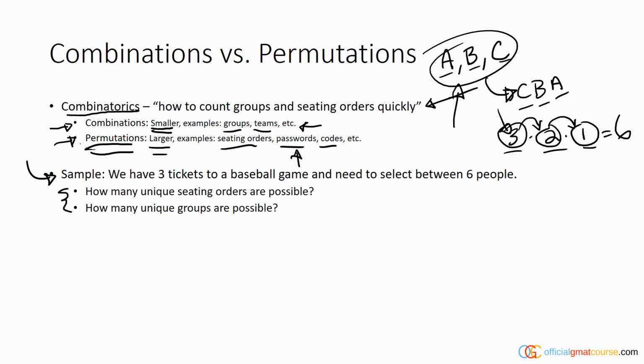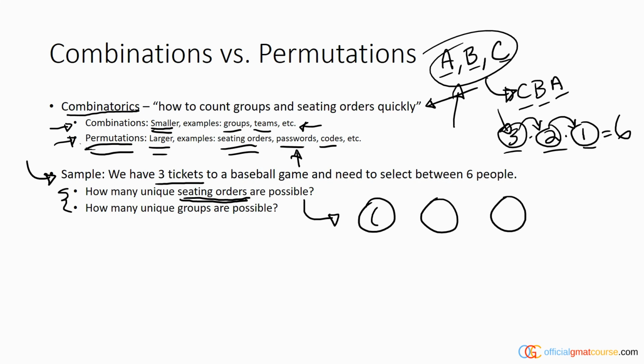So looking at our example here, we have 3 tickets to a baseball game and need to select between 6 people. How many unique seating orders are possible? Well, that would be a permutation. So we're asking how many permutations are possible. We're going to use this same strategy for combinations. So this is basically kind of like a walkthrough of both. Now we have 3 tickets, so that's how many spots we have. And we're saying how many different seating orders, so there's 3 seats, 3 tickets, 3 spots, between 6 people.